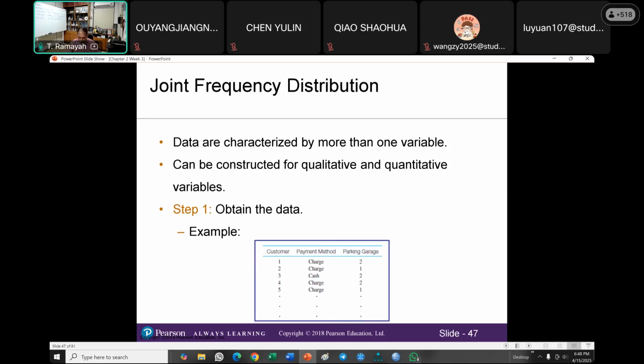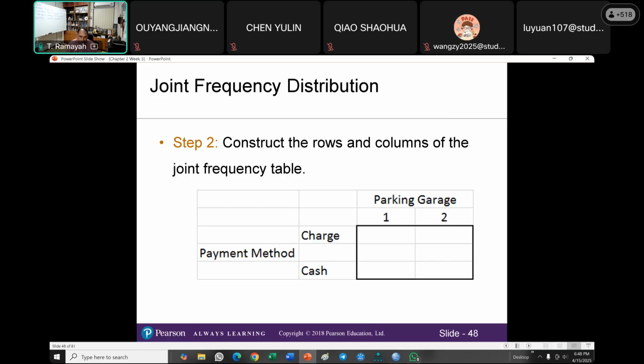So here we have two characteristics. Number one is your payment method. Your payment method is charge and cash. Charge means you charge your credit card or your debit card. And then you have your payment by cash. And then you are parking in garage number 1 or garage number 2. So to do a joint frequency distribution, you must have at least two characteristics, payment method and parking garage.